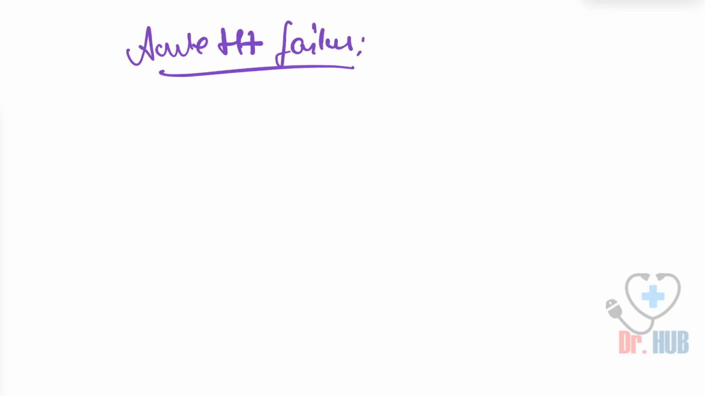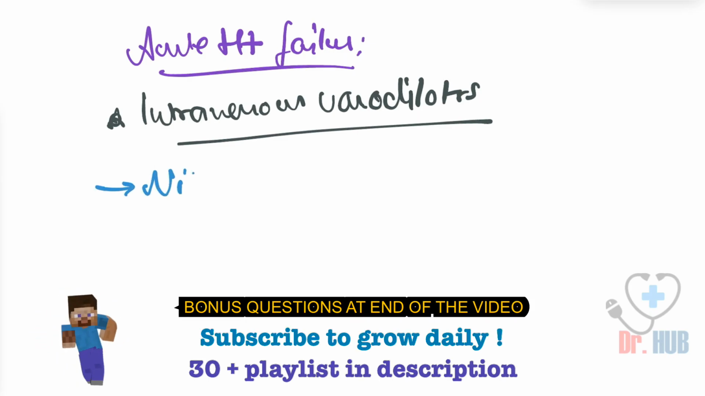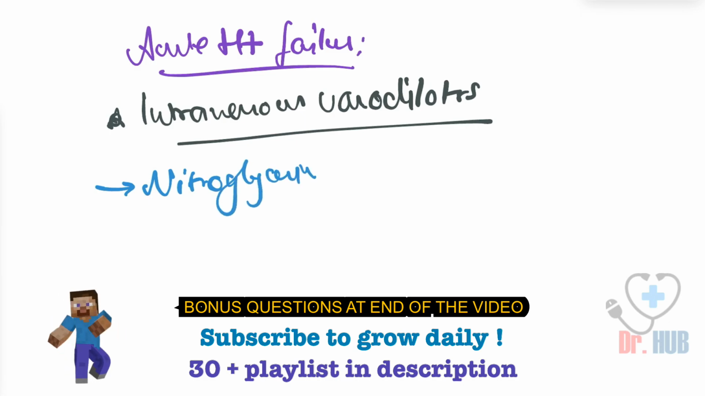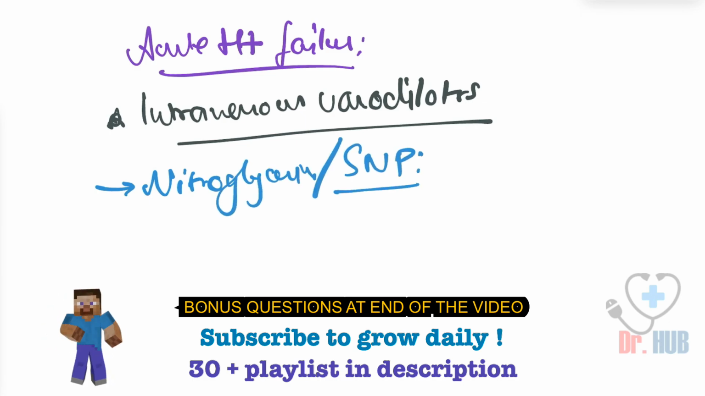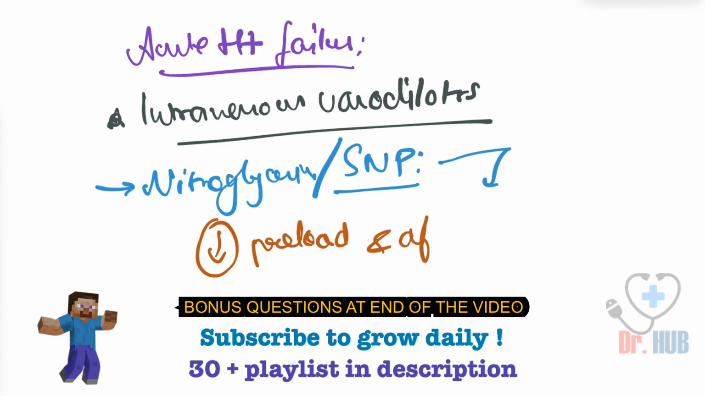First, we start off with acute decompensated heart failure. Under this, we have the IV vasodilators, that is the intravenous vasodilators. Under this, there are nitroglycerin as well as sodium nitroprusside. These two decrease the preload and the afterload.